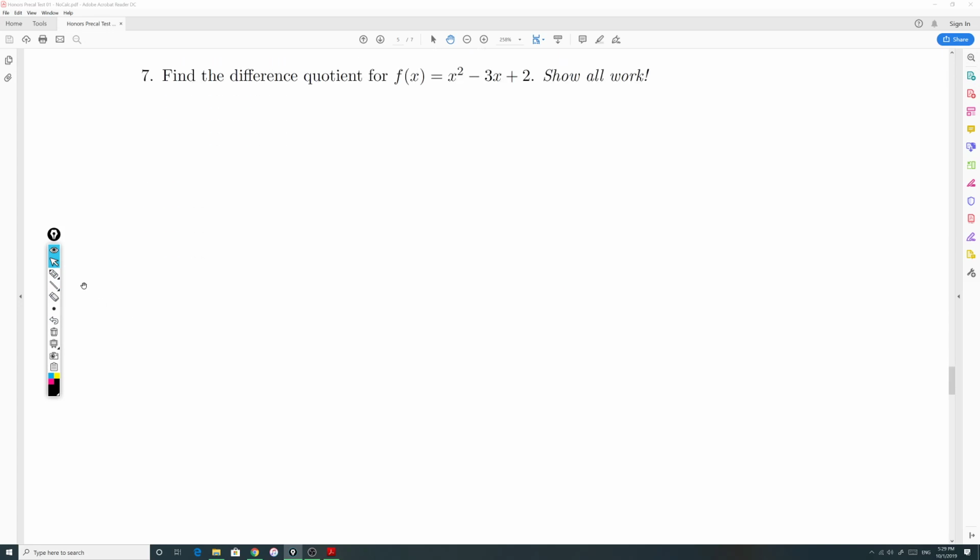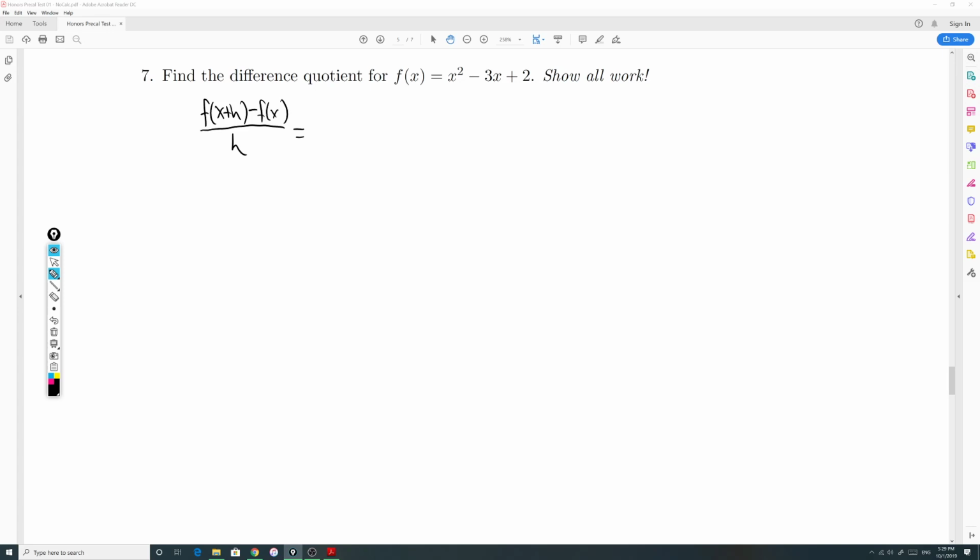Okay, we want to find this difference quotient by hand. There was another difference quotient problem on the calculator, but this is just algebra notation in all of its glory. So we got to know what the difference quotient is. It's f of x plus h minus f of x over h. That's what the difference quotient is.